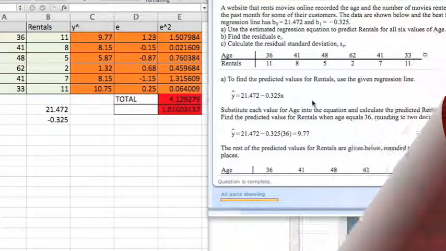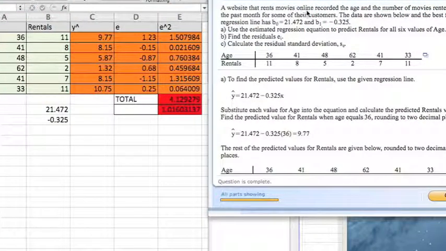Okay guys, so here is a practice problem. A website that rents movies online recorded the age and the number of movies rented during the past month for some of their customers. The data are shown below and the best fit regression line is given with a B0 value of 21.472 and B1 which is minus 0.325. We're asked to use the values to use the estimated regression equation to predict rentals for all 6 ages.